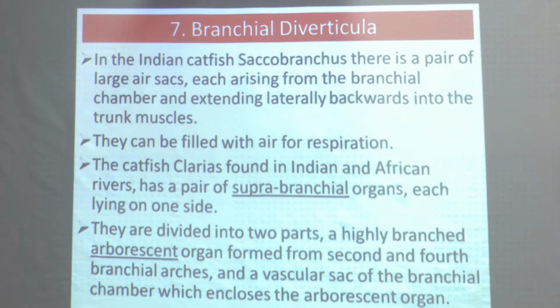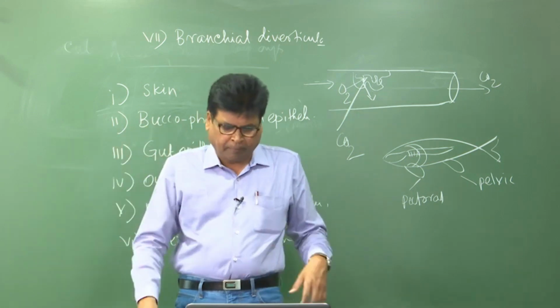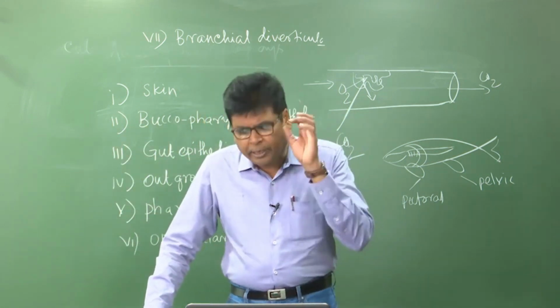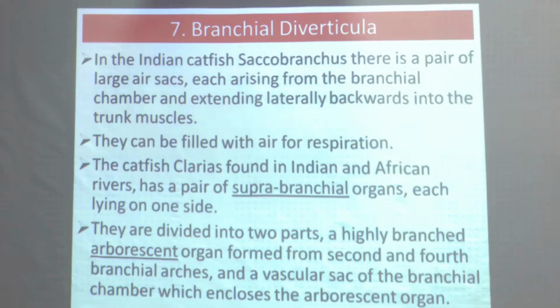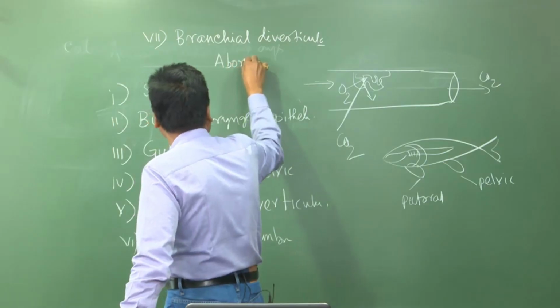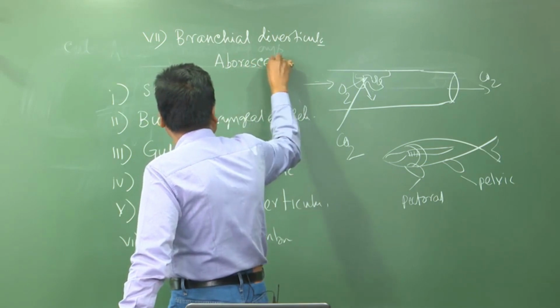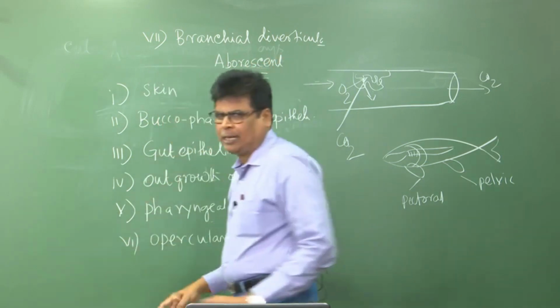The catfish Clarias, found in Indian and African rivers, has a pair of suprabranchial organs, each lying on one side, that is, above the branchial sac. This is the suprabranchial organ. It is divided into two parts, a highly branched part known as the arborescent organ. Arborescent, the most important, I shall show you in a picture.